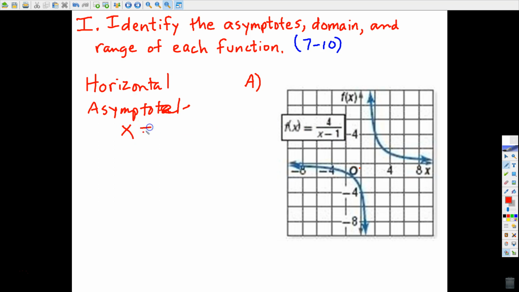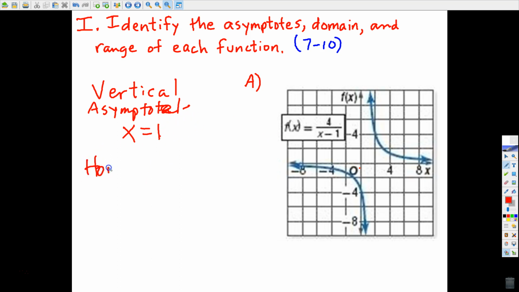Okay? So the parent always has a vertical asymptote on the y-axis, but if we move right 1, we now have a vertical asymptote at x equals, I'm sorry, I wrote horizontal asymptote. Let's change this to vertical. Sorry about that. Since we moved right 1, we now have a vertical asymptote at x equals 1.